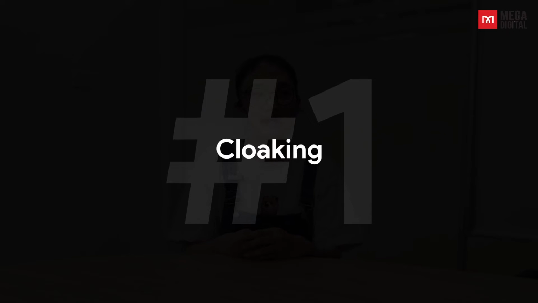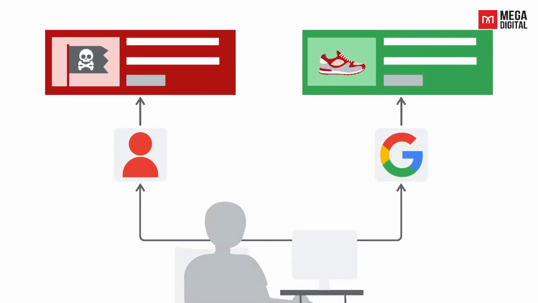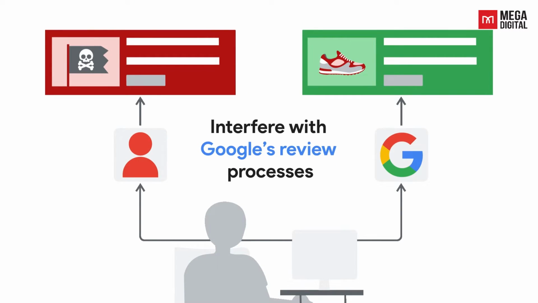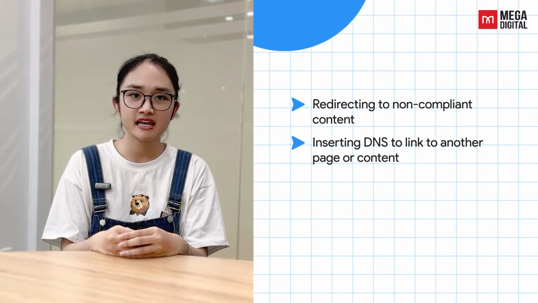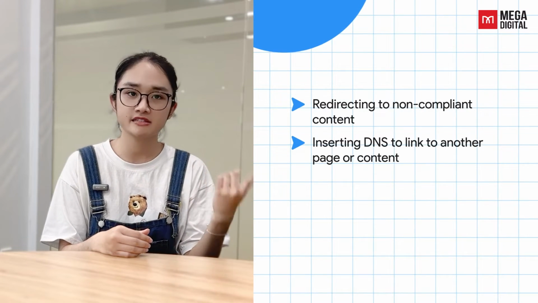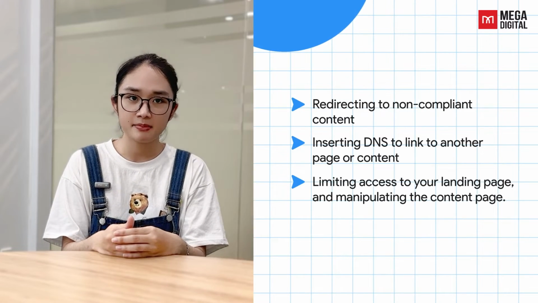The first reason I would like to mention is cloaking. It is a way of displaying different material to specific users that intends to interfere with Google's review processes, such as redirecting to non-compliant content, inserting DNS to link to another page or content, limiting access to your landing page, and manipulating the content page.